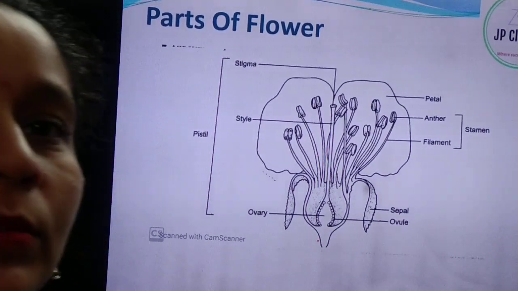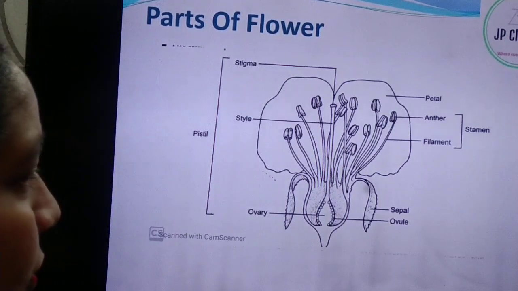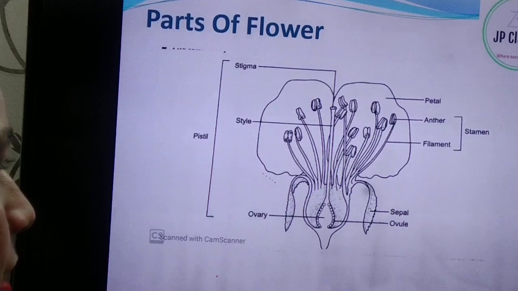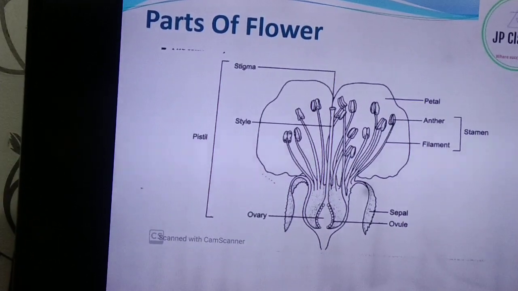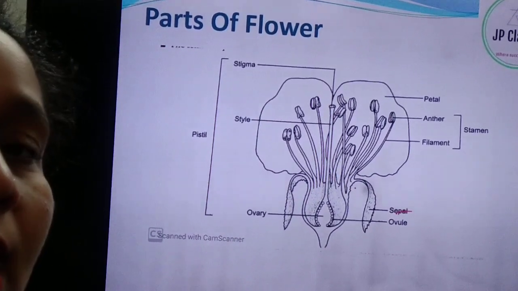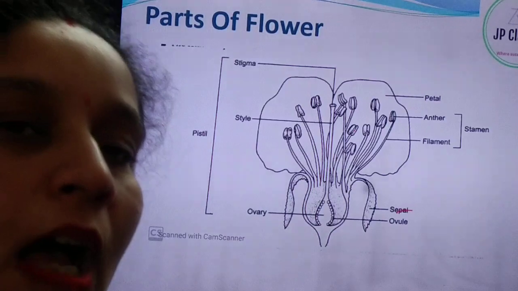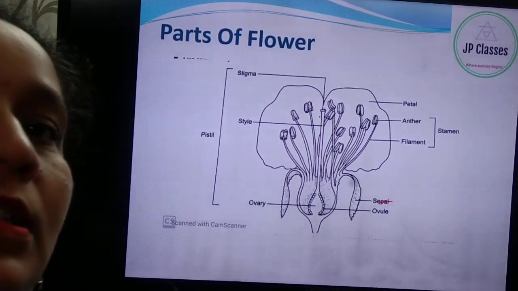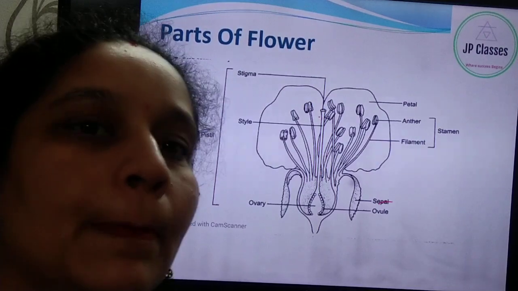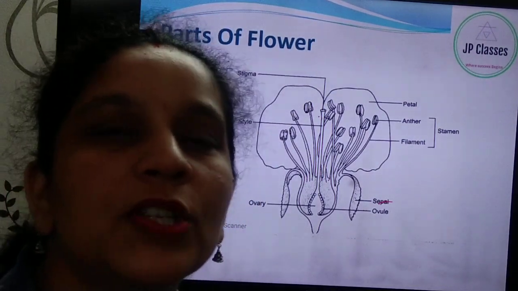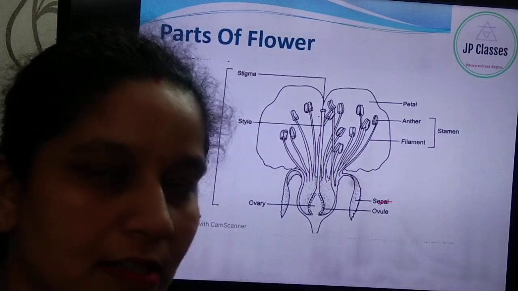Now, starting from the outermost one, the first and outermost accessory whorl comprises the sepals. You can see here it is written the sepals. These sepals together are known as the calyx, which forms the outermost accessory whorl of a flower. What is the role of a sepal? The sepals, or the calyx, is the outer one which protects the flower in the bud stage.